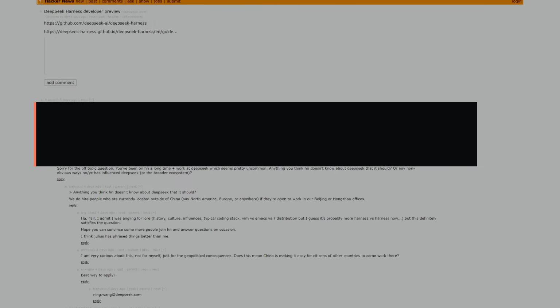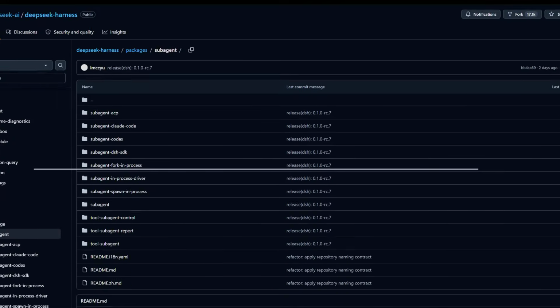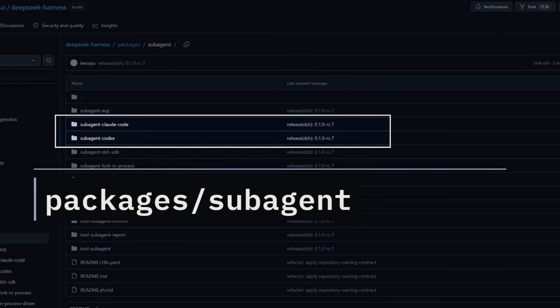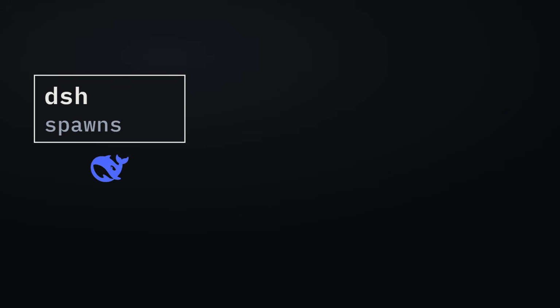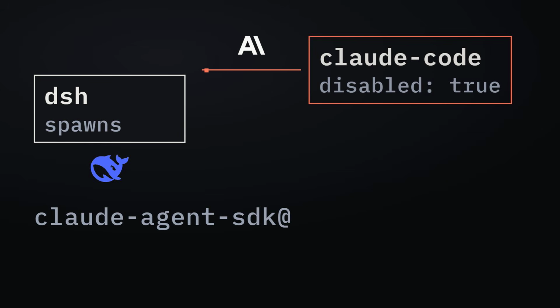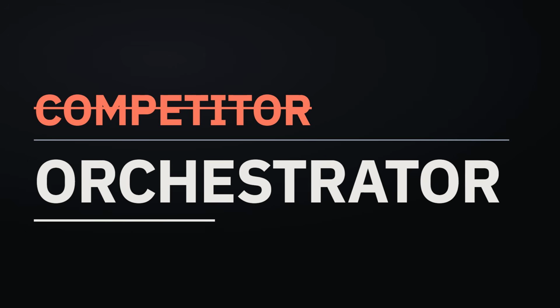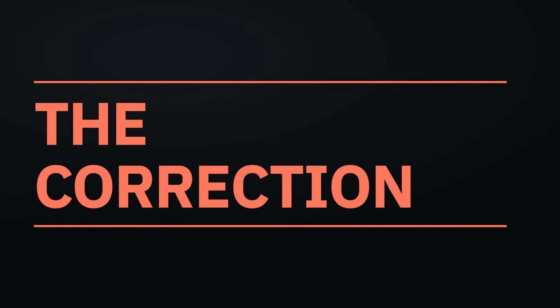5 channels asked whether this kills Claude Code. Open the repository. There is a folder called Packages, Subagent. Inside it, Subagent Claude Code. DeepSeek shipped a provider that runs Claude Code as a child process through Anthropic's official agent SDK, pinned to 0.3.220. There is one for Codex too. It does not compete with Claude Code. It orchestrates it. Now the correction, because you will see this claimed wrong everywhere.